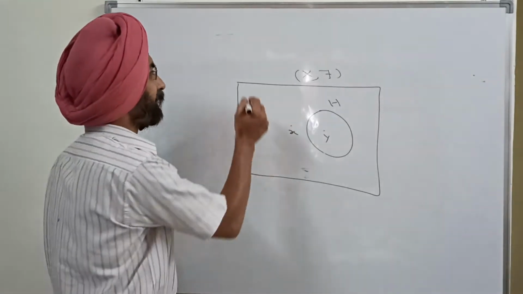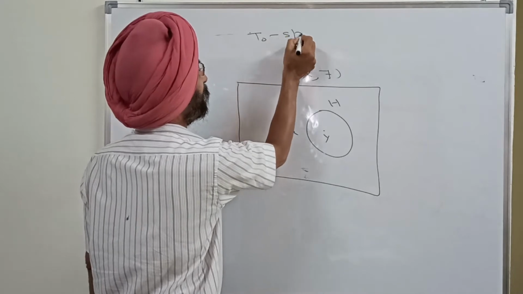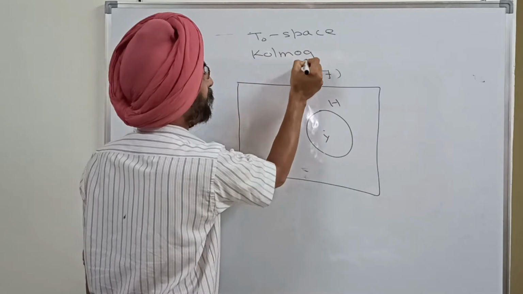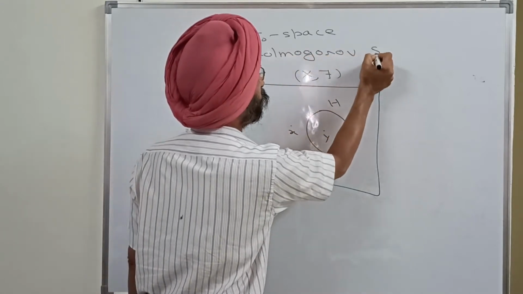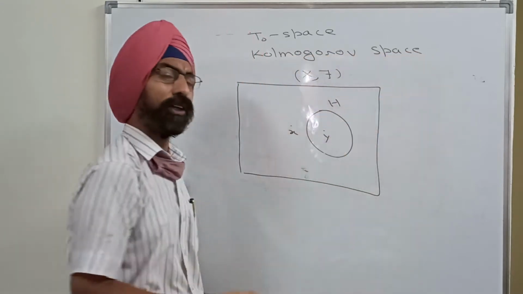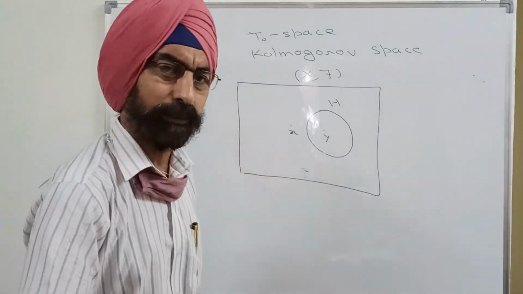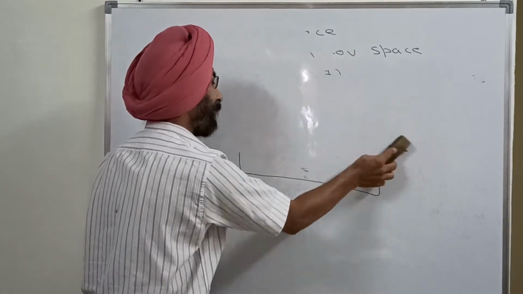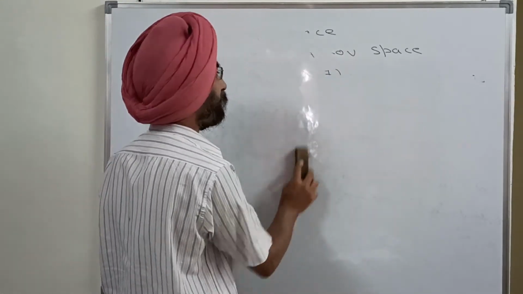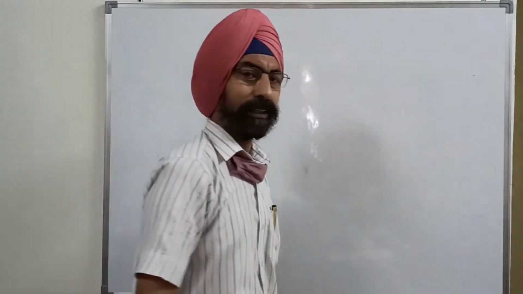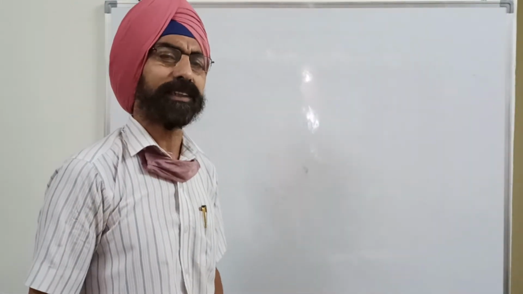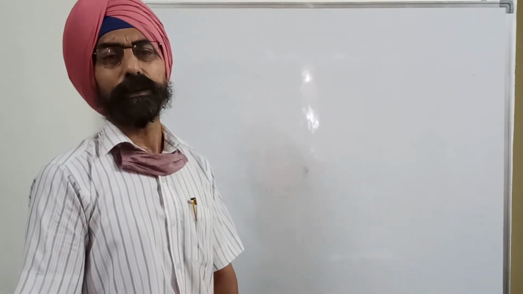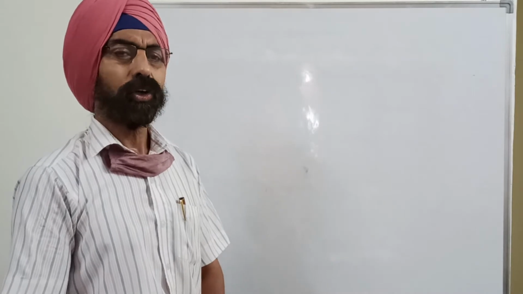A T naught space is also known as Kolmogorov space. So T naught space and Kolmogorov space are one and the same thing. Now we will move on to some examples and theorems related to T naught spaces. The first one is the discrete space. Let us check whether a discrete topological space is T naught or not.